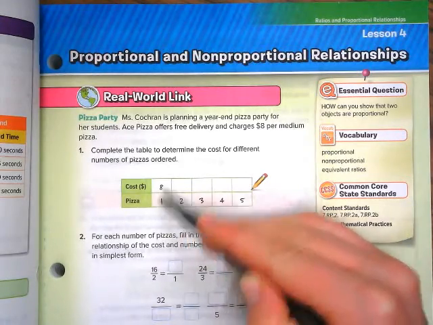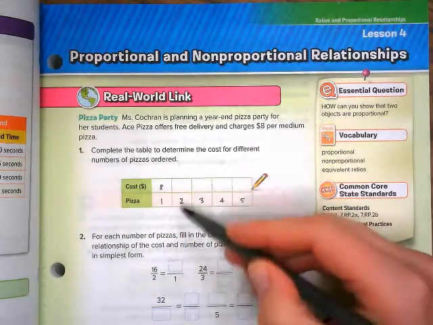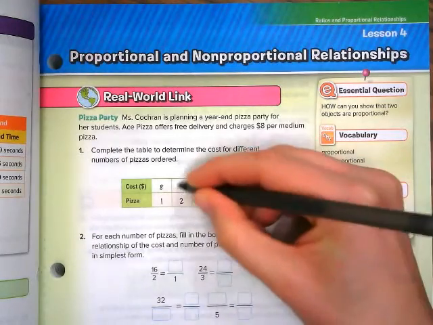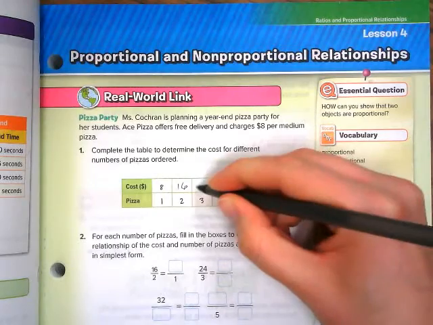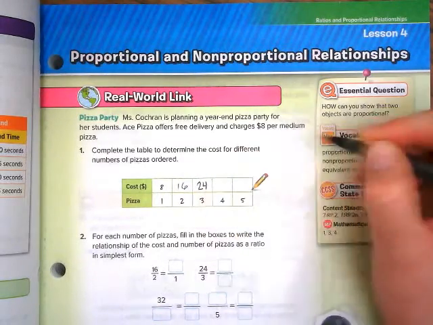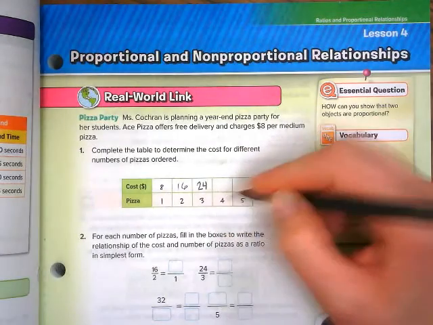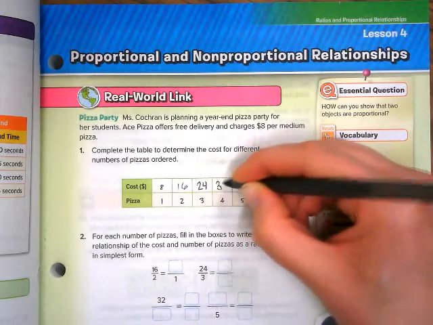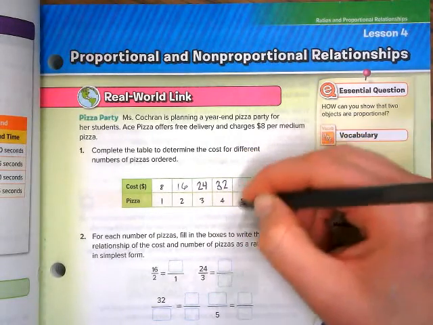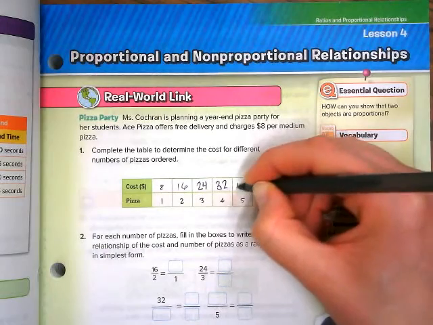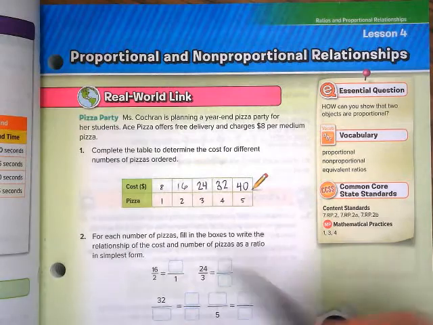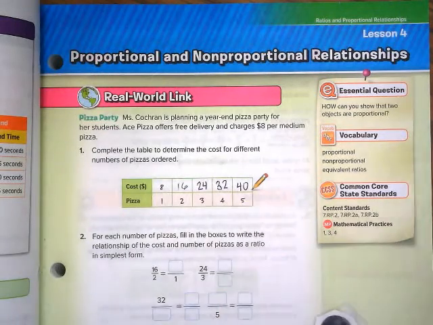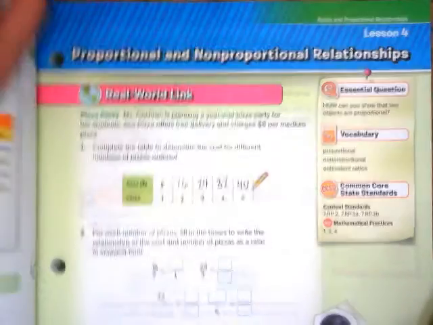If there was one pizza, it costs $8. Two pizzas would cost $16. Three pizzas would cost $24, because it's $8 per pizza. 4 pizzas would cost $32, and 5 pizzas cost $40. So that would be the cost depending on how many pizzas this class decided to get.